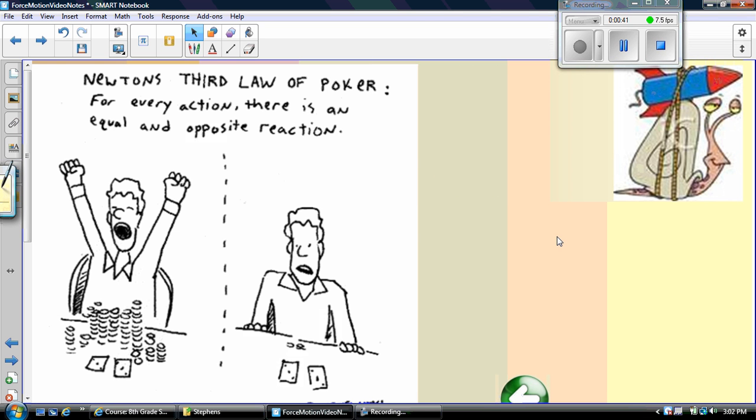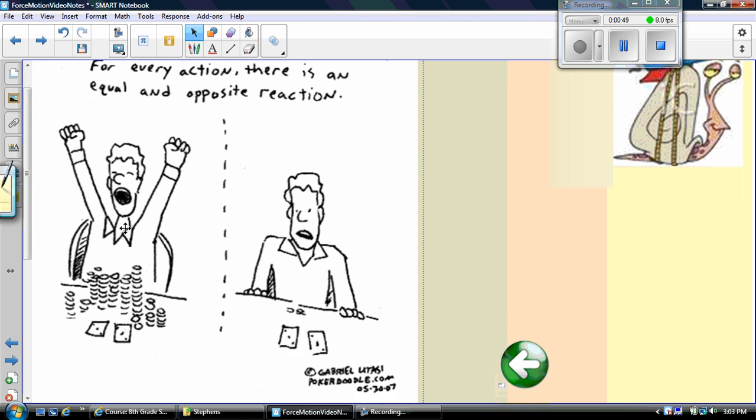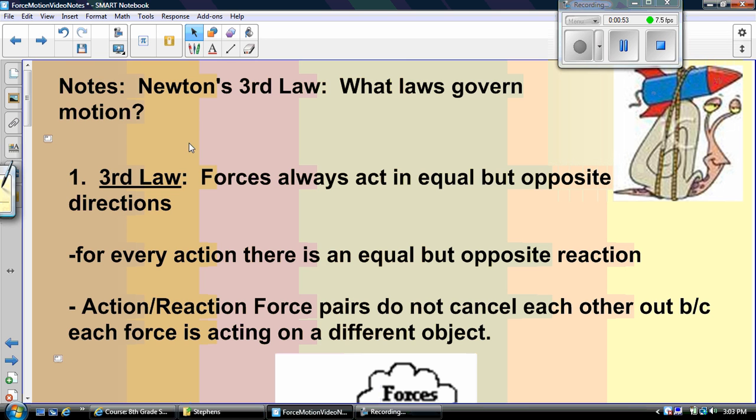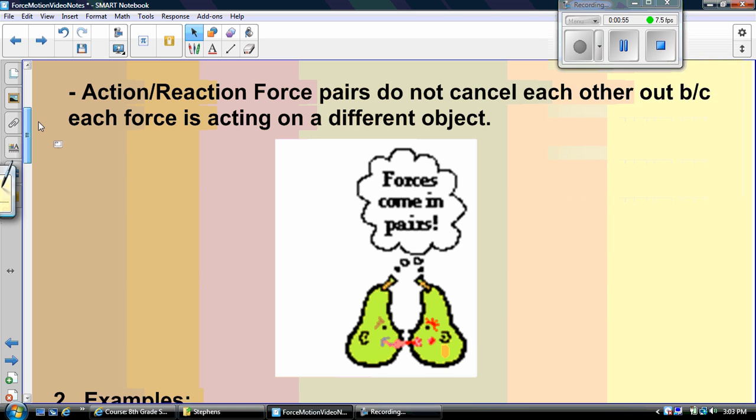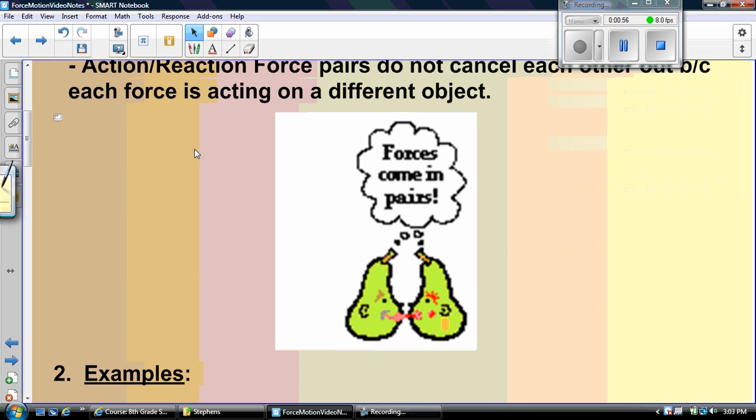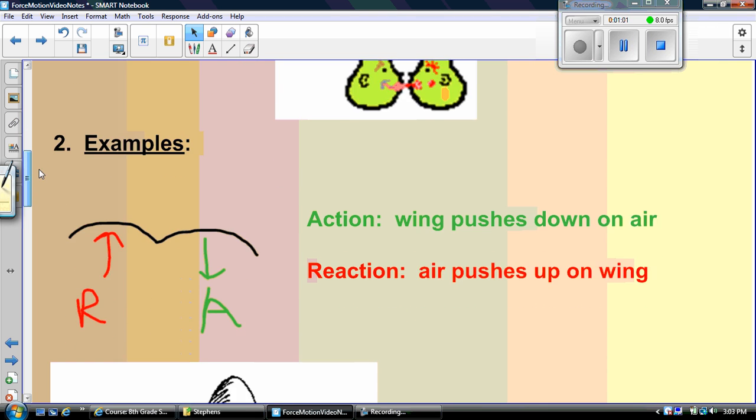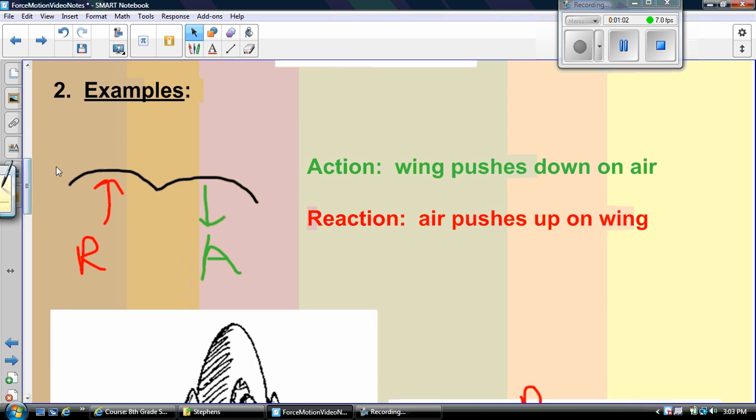Here's Newton's third law of poker. For every action, there is an equal and opposite reaction. Thought that was kind of cute. They have a lot of cute comics for Newton's laws of motion. See, here's another one. Forces come in pairs. That's adorable. Okay, so let's look at some examples. And don't make fun of my drawings. You know I'm not an artist.